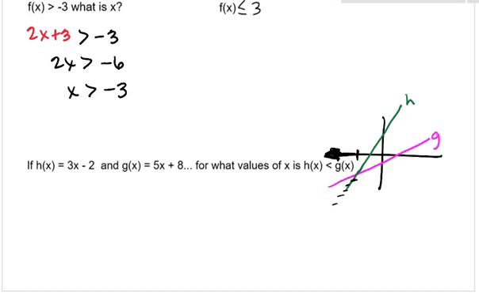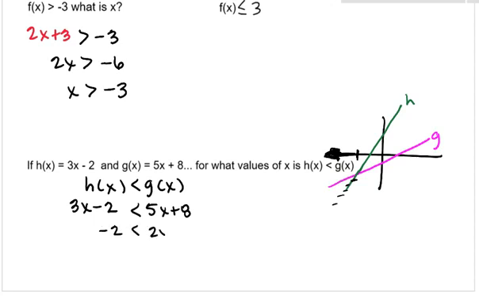We're going to do this algebraically. We'll say, all right, I need h of x less than g of x. But I've got formulas for h of x and g of x. h of x is 3x minus 2. And so I need that to be less than what g of x is. And g of x is 5x plus 8. And I'll just solve this inequality for x. Start by subtracting 3x from both sides, so I've got negative 2 is less than 2x plus 8. I'll subtract 8. Get negative 10 is less than 2x, and then I'll divide by 2, and I'll get negative 5. So for what values of x? For any x greater than negative 5.